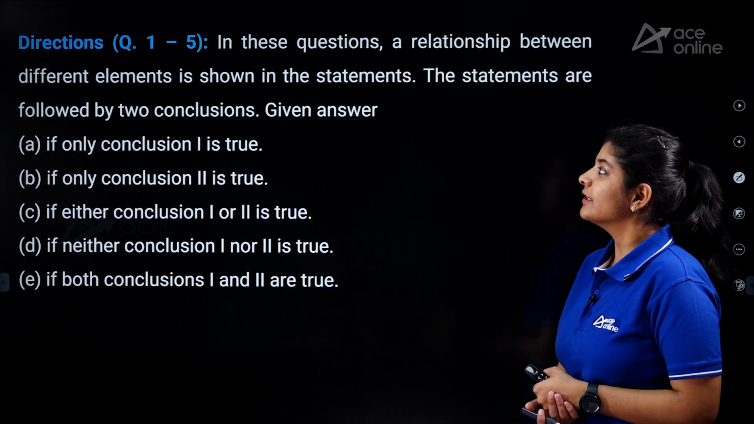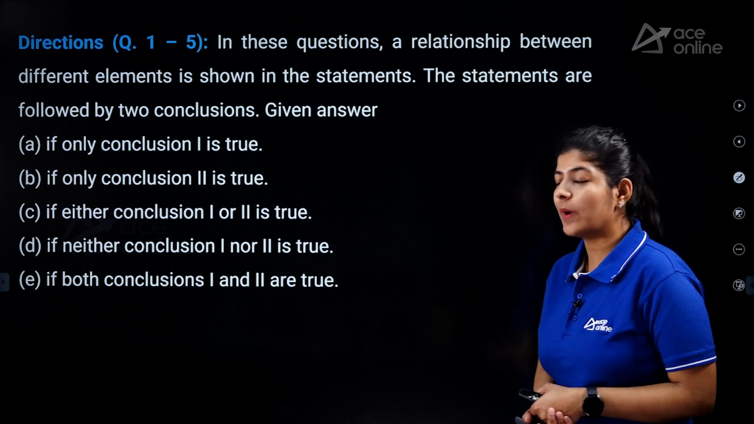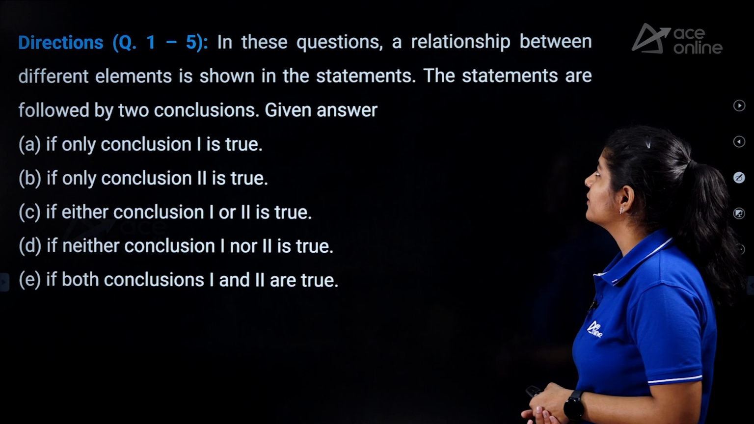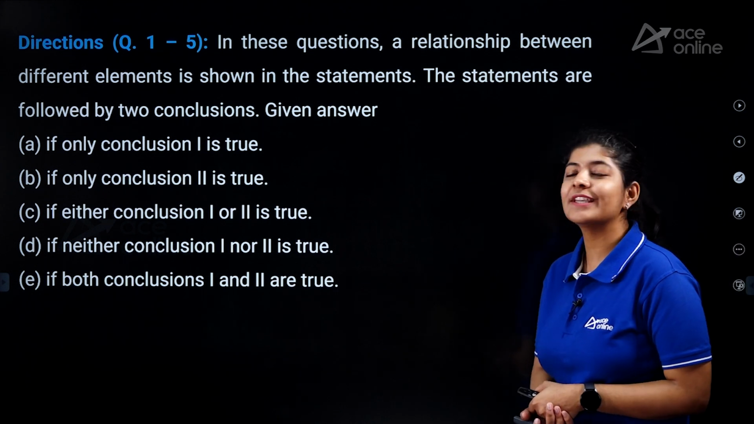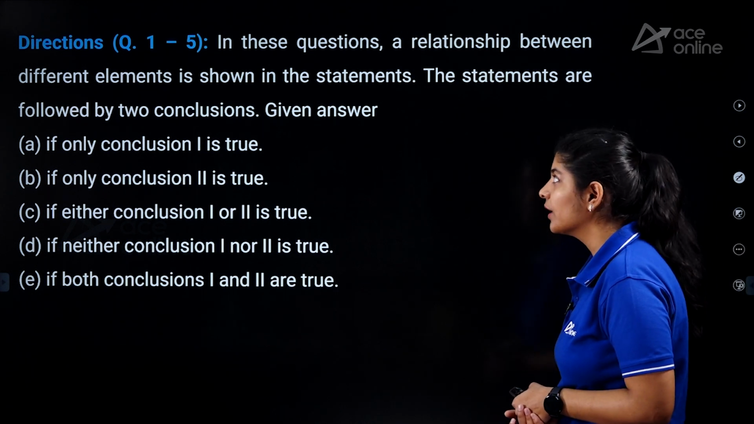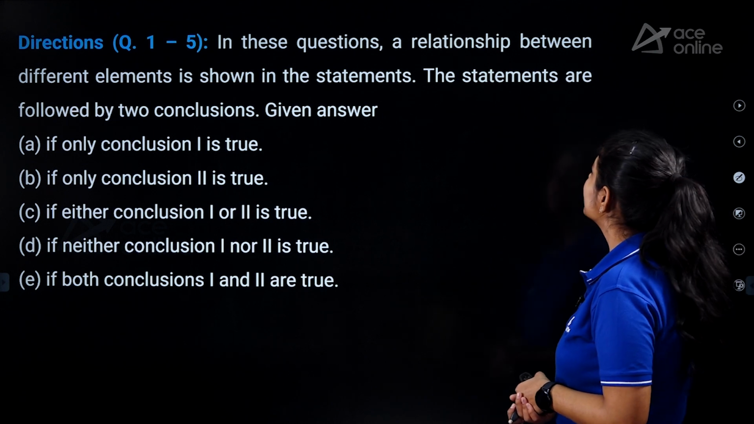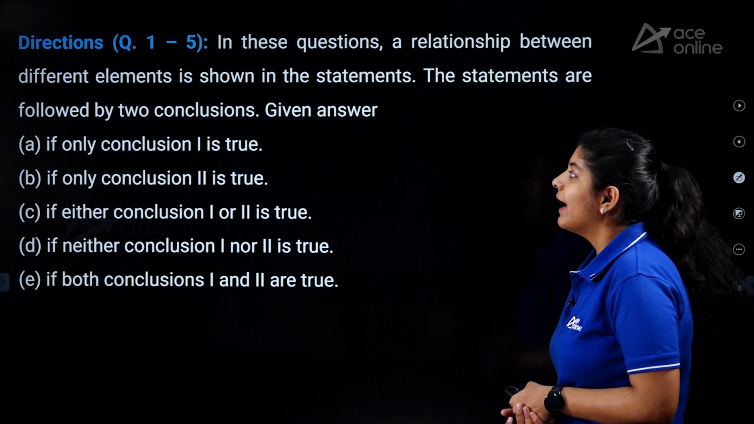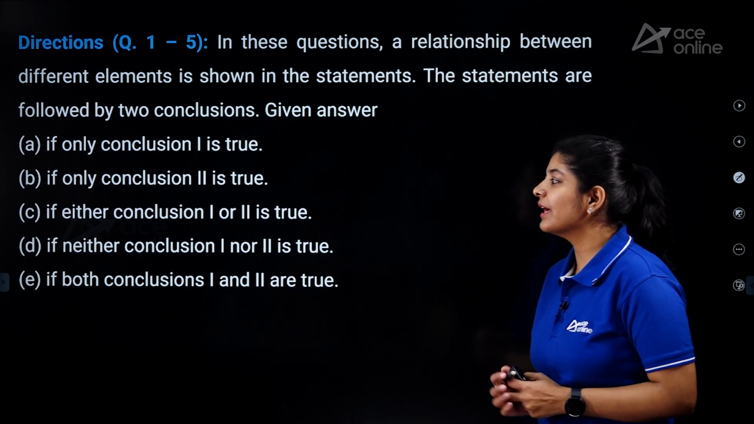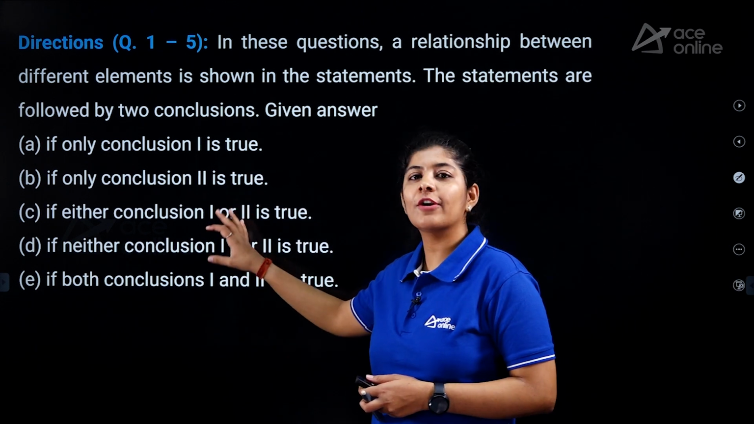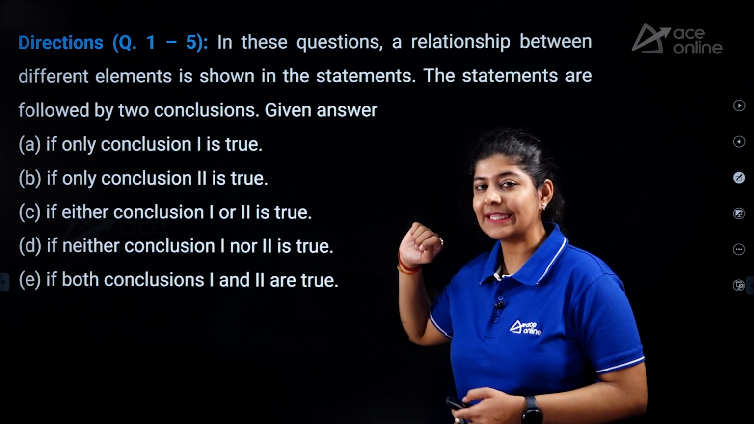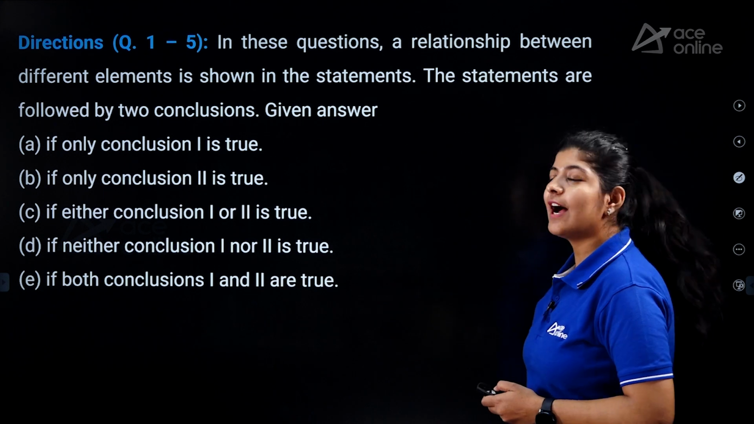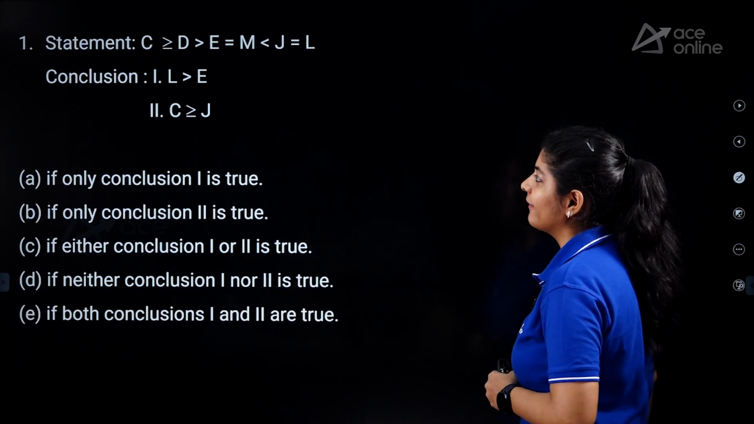And here, these are the directions for question number 1 to 5. The question says that in these questions, a relationship between different elements is shown in the statements. The statements are followed by two conclusions and give answers. Now, we are having these 5 options and accordingly we have to answer it. Basically, these questions are from the concept of syllogisms. So, let's start solving the problems that we are having.